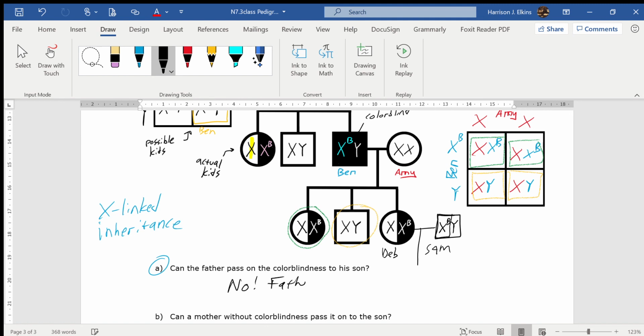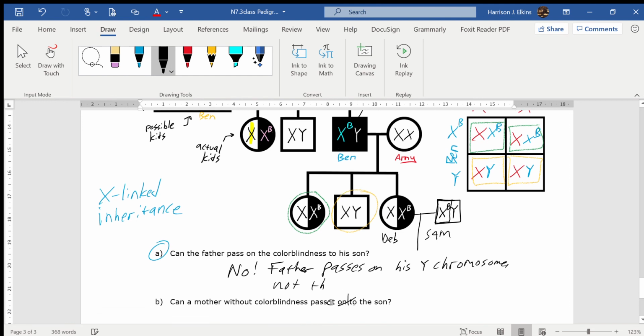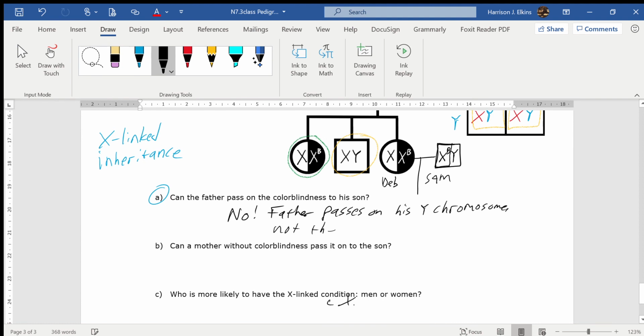So father passes on his Y chromosome, not the X.